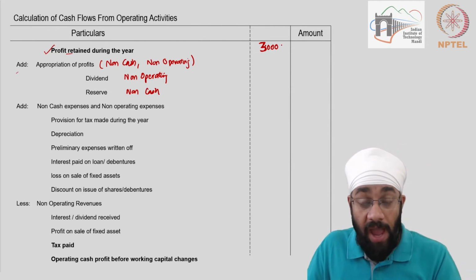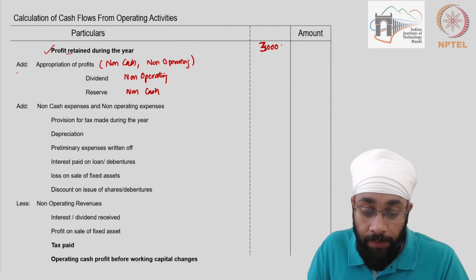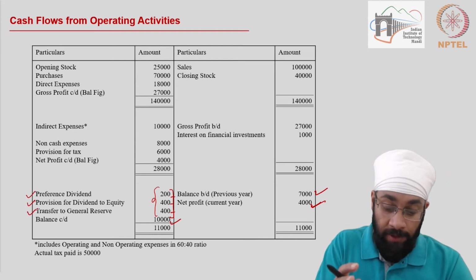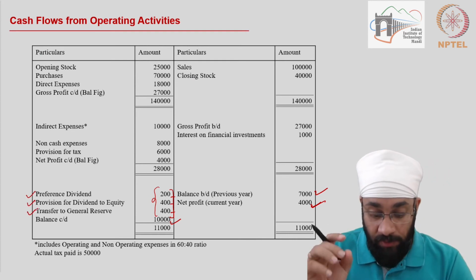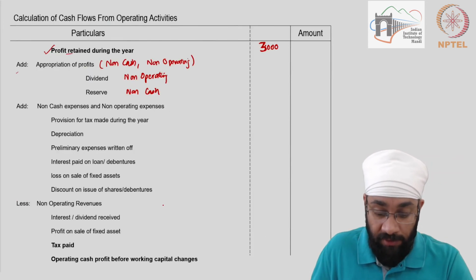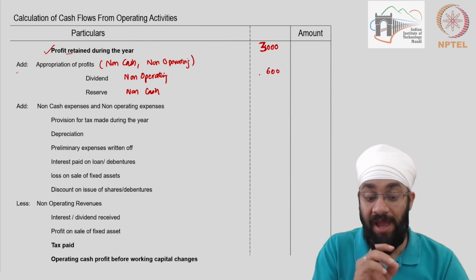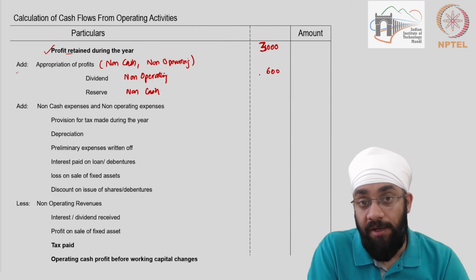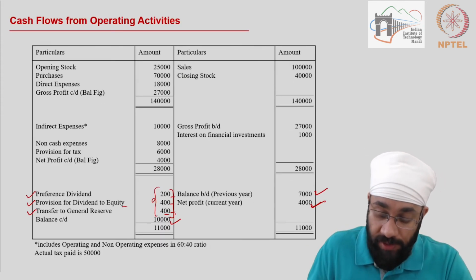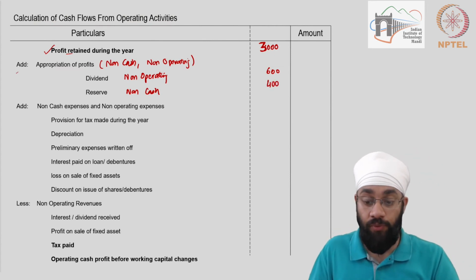So you are going to make adjustments for the appropriation of the profit. The appropriations are here, 1, 2 and 3. Three appropriations are given, which is preference dividend and equity dividend. So 600 for that. So dividend is 600, and this is to be added back because we have deducted it. Now we have to add it back. And transfer to general reserve is 400. This also is a non-cash item, so we add it back.